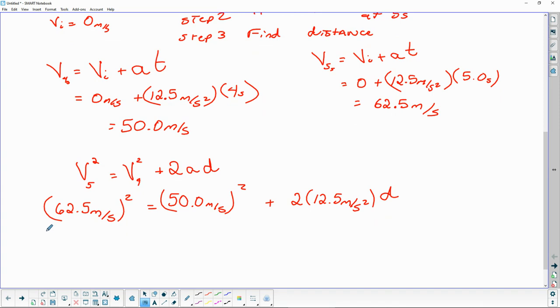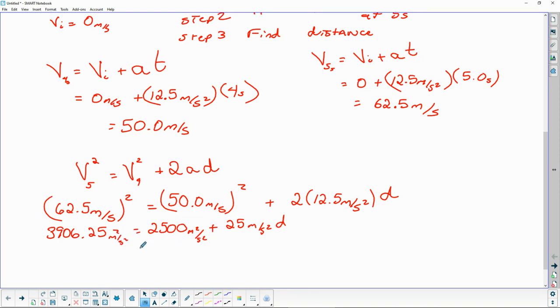Okay, squaring this on our calculator, we get 3,906.25 meters squared second squared. 50 squared is just 2,500 meters squared second squared. You don't have to write the units in if you don't want, but they're meters squared second squared. And then 12.5 times 2 is 25 meters per second squared d. These ones are meters squared second squared. I'll write them in just so you can see how the units work.